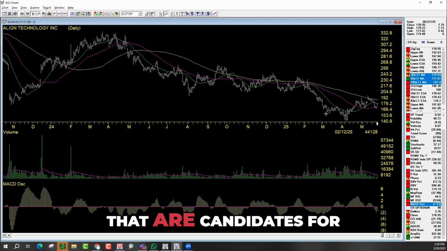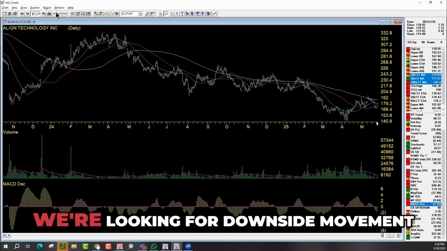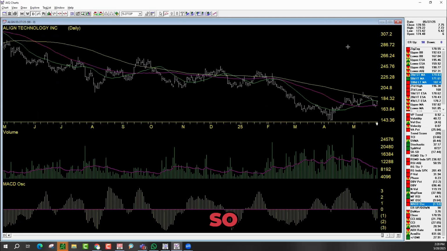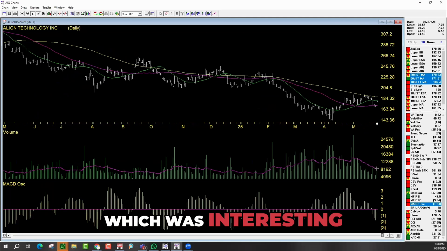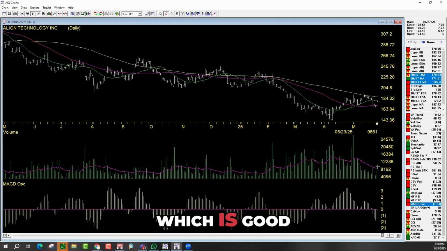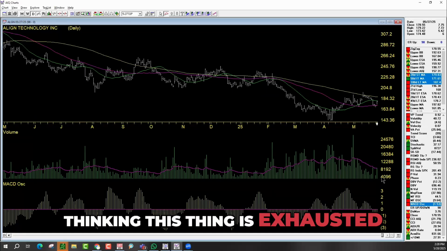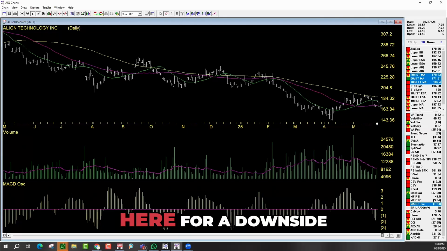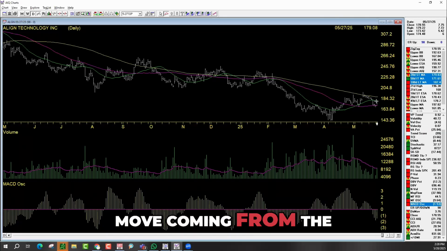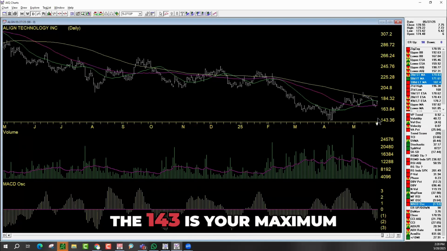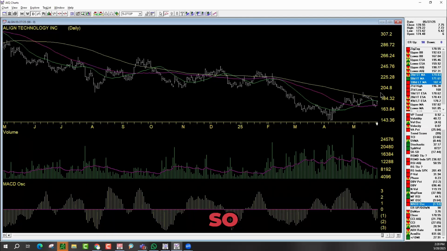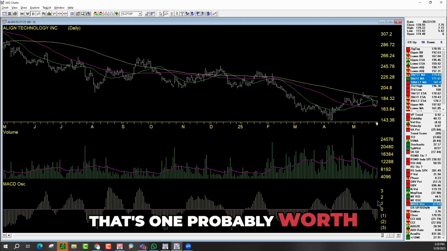And remember, we've got 4 stocks that are candidates for the downside, right? We're looking for downside movement. So bouncing off that 21-day, this is really good type of thing to see. The volume itself, which was interesting, there's a little bit of a volume tick up, which is good. Generally, if the volume had been continually going lower and lower, you'd be kind of thinking this thing is exhausted. So there's a good room here for a downside move coming from the 178 level down to the 143 is your maximum. So it's pretty good. That's one probably worth checking out.